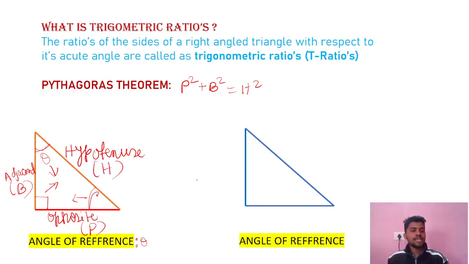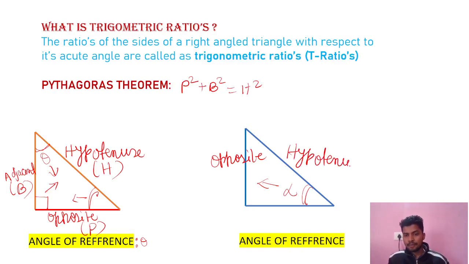Now if we change the angle of reference, here the angle of reference is theta. If we choose the other acute angle as alpha, then the side opposite to it is known as the opposite, its opposite side is the hypotenuse, and the last one is the adjacent one. So adjacent, opposite and hypotenuse are the names of the sides of a right angle triangle for finding trigonometric ratios.